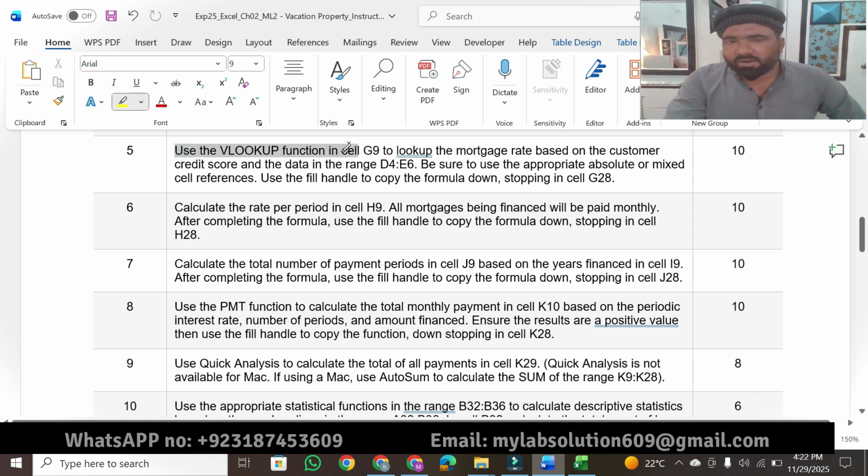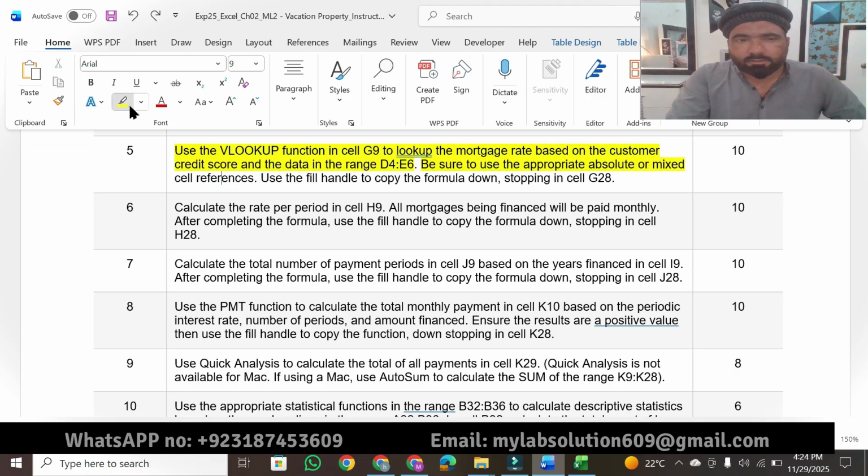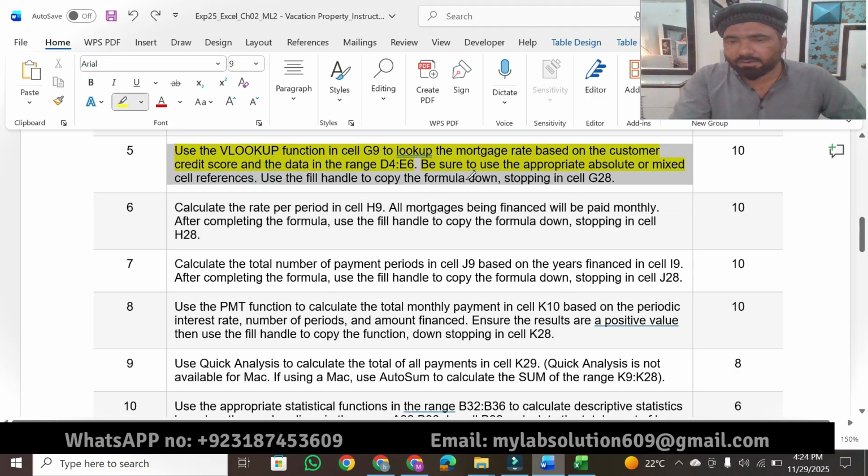Use a VLOOKUP function in cell G9 to look up the mortgage rate based on the customer credit score and the data in the range D4 to D9. Let's read this again. Be sure to use appropriate absolute or mixed cell references. Then after that, we have to use the fill handle to copy the formula down.